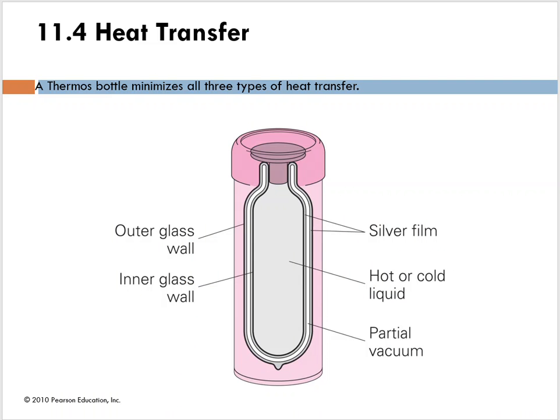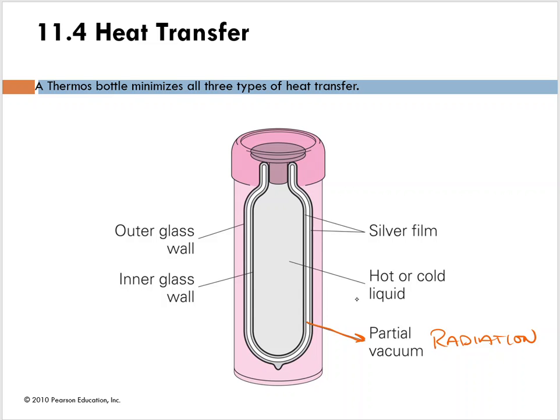A thermos bottle minimizes all three types of heat transfer. In a good thermos bottle, they're going to have an inner wall made out of glass, and another wall, typically also made out of glass. So what you have in here, this white area, is what we call a partial vacuum. This vacuum means that there's no medium. So what do you think they're trying to protect against there? Radiation. All right, there's no heat loss or heat gain due to radiation because of the vacuum.